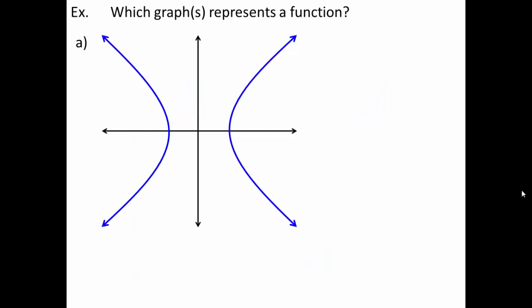So, starting with the first one, does this represent a function? Remember that the vertical line test simply requires that you take a vertical line, or imagine a vertical line, passing over the graph. If that vertical line at any point on the graph touches the graph more than once, then it is not a function.